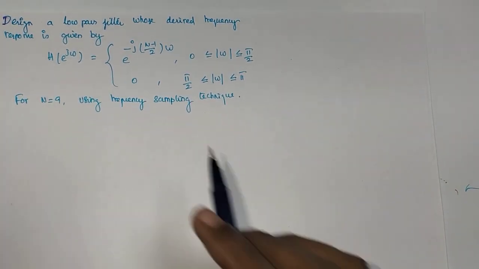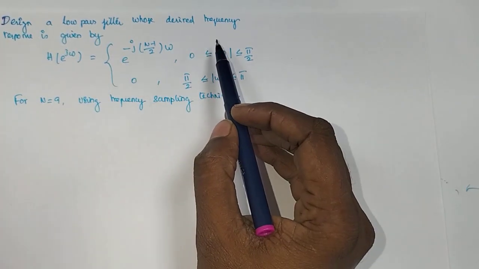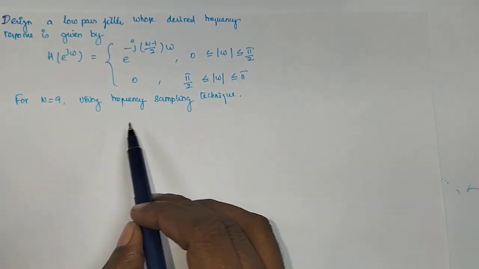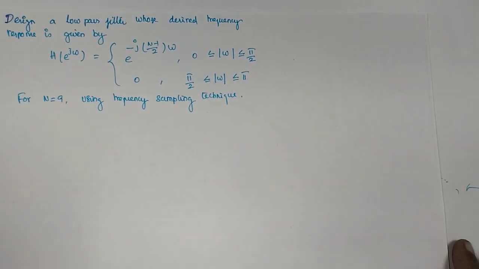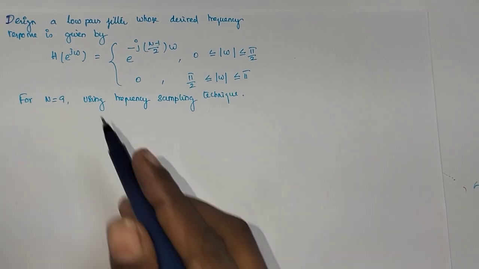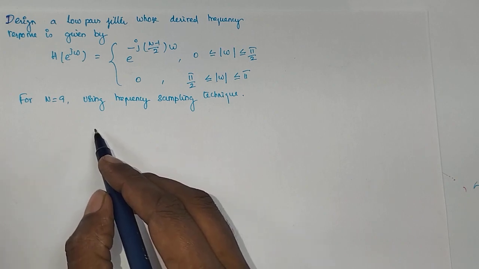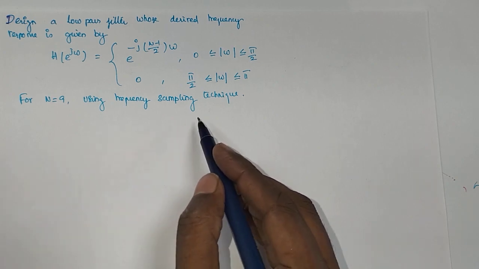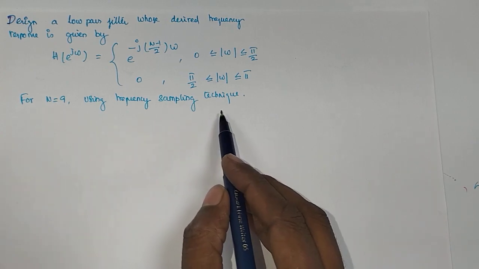So in this video lecture, we are going to see how to design a low pass filter for a given desired frequency using the frequency sampling technique. Here for this design, the length is given as N equals 9. In previous cases, we have discussed how to design a FIR filter using the Fourier series method and the windowing method. Here we are going to design a FIR filter using the frequency sampling technique.